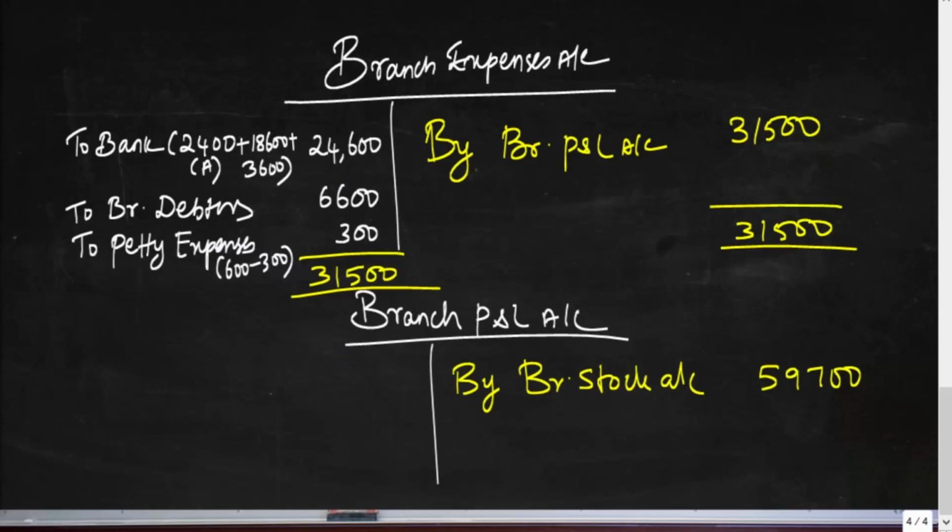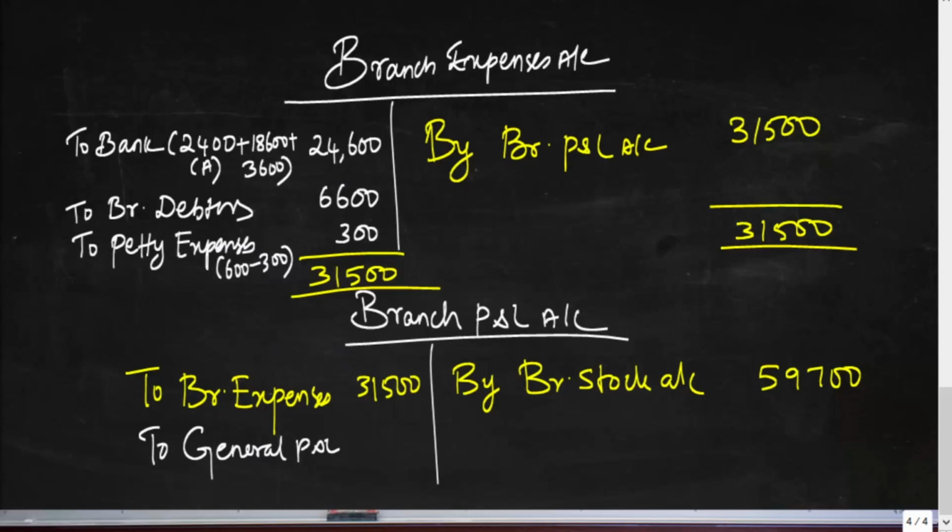Fine. So we'll go to branch P&L now. In branch P&L, we'll write to branch expenses. It is 31,500. It means on credit you have 59,700, on debit it is 31,500. So there is a difference, and this difference should go to general P&L. So we'll say to general P&L, the difference works out to 28,200. So this is the balancing figure, and this should go to general P&L. So let's write total both sides, 59,700.